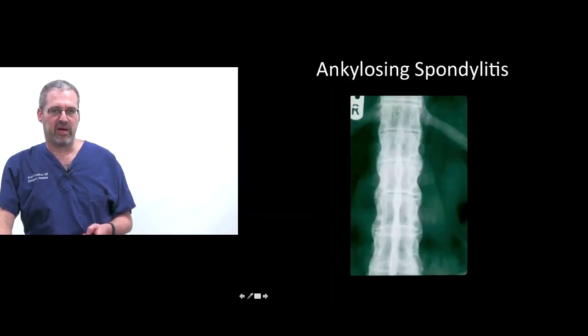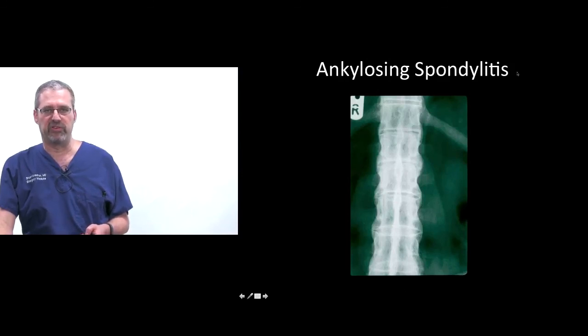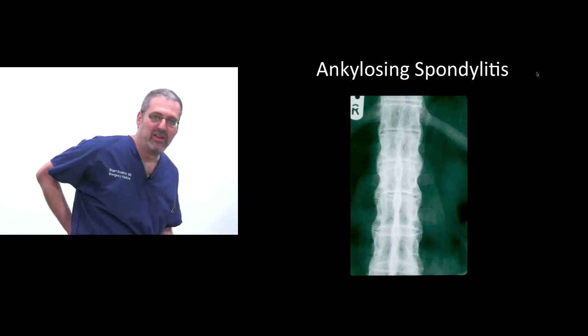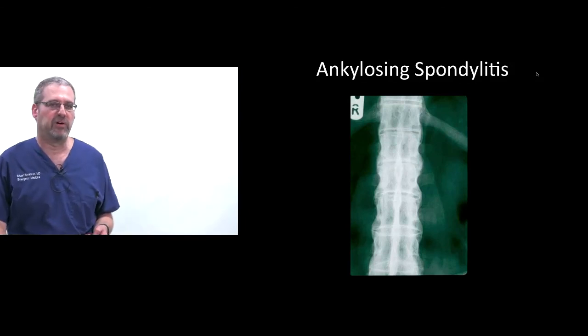This is just another example of a spine that's kind of fused together. In this case, it's from ankylosing spondylitis, which is more common in men. They have trouble, remember, bending over. They might give you that hint that they can't bend over, but this is an outpatient diagnosis as well.